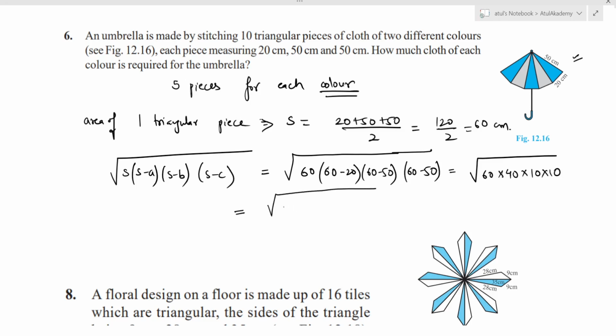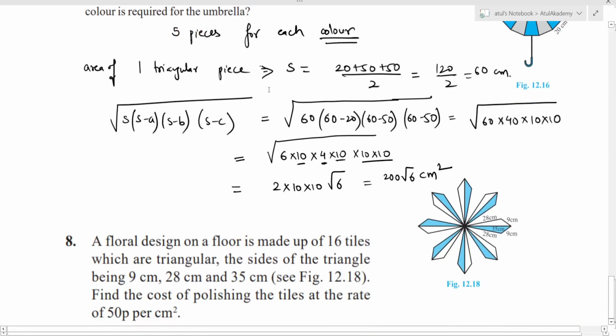So 6 I can write as 6 into 10, then 4 also, 4 into 10, 60 I split 6 into 10, then 10 and 10. Now one 10 pair you have, one more 10 pair, and 4 you know is root 2, square root of 4 is 2. So I can simply write it as 2 comes out and 2 tens come out. Root 6 will remain here. So it's 200 root 6 centimeter square. That's for one triangular piece.